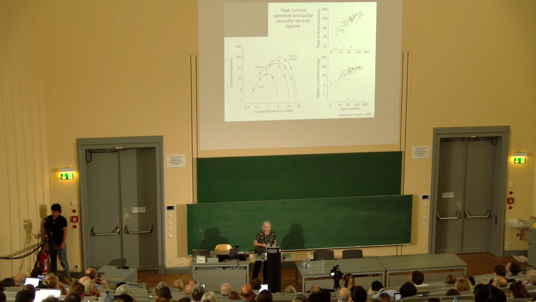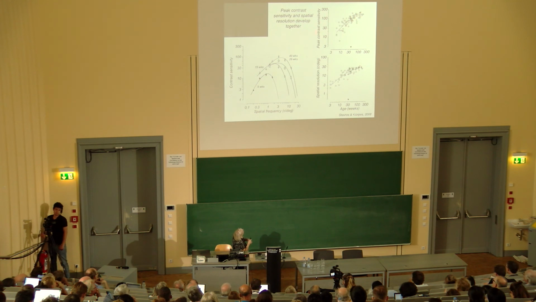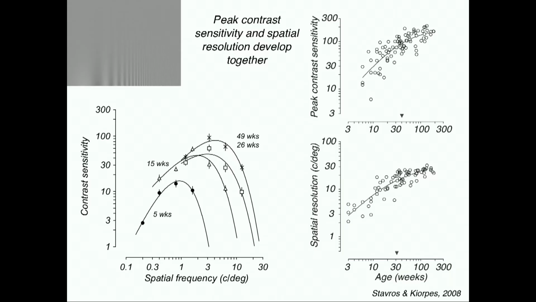And so over here, I'm showing you as a function of age, peak contrast sensitivity and spatial resolution, now extracted from those curves from a whole bunch of infant monkeys. And you can see that those two aspects develop in concert, with sensitivity and scale developing similarly. Now, this is the typical spatial vision profile.